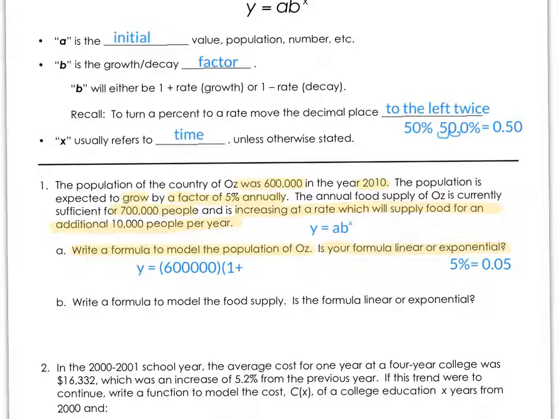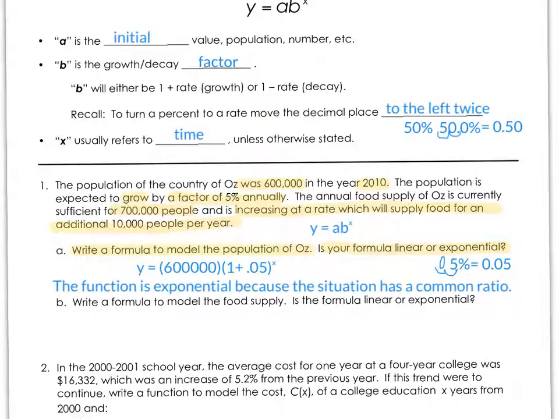And I got that by looking at where my decimal place was, which would be after the 5, and moving it 2 places to the left, and then filling that in with a 0. So that's where that came from. So now I can put that next to the 1 plus. And I can just leave it to the x power because they didn't tell me anything about finding out, in a certain year or anything like that. They just wanted the formula, and they want to know if it's linear or exponential. Well, I'm going to say that the function is exponential. And that's because the situation has a common ratio.